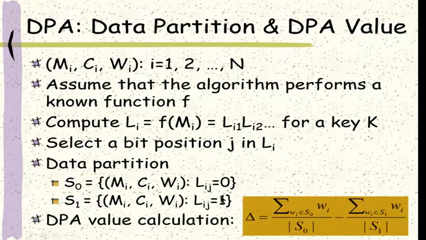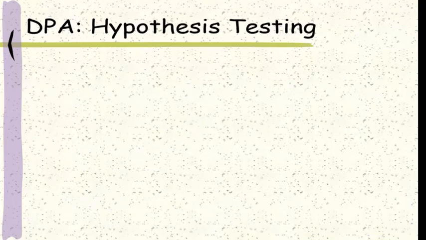Then the attacker can compute the average waveform information in each of these two subsets, which is calculated here by summing them up and dividing by the number of pieces of data in each of the sets. And then they can calculate the difference between these two averages. We call it delta, and also the DPA value. Based on this value, the attacker can build a model, or do a hypothesis test, to deduce the correct key.